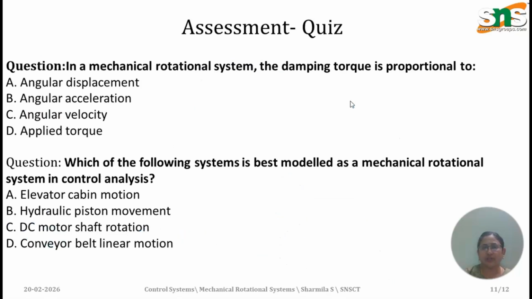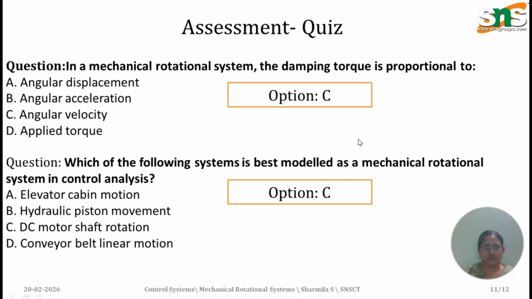Now let's go for the assessment quiz. The first question is, in a mechanical rotational system, the damping torque is proportional to which one? The answer is angular velocity. The second question is, which of the following systems is best modeled as a mechanical rotational system in control analysis? DC motor shaft rotation. So the answer is option C for both the questions.